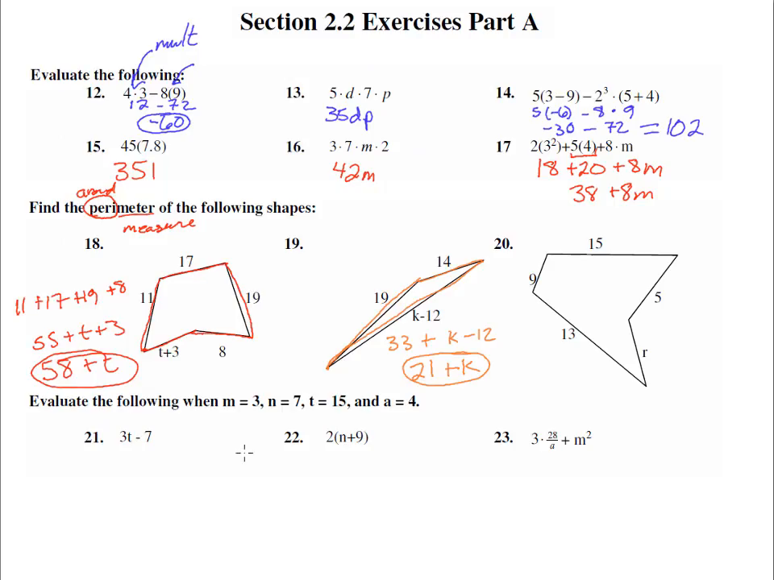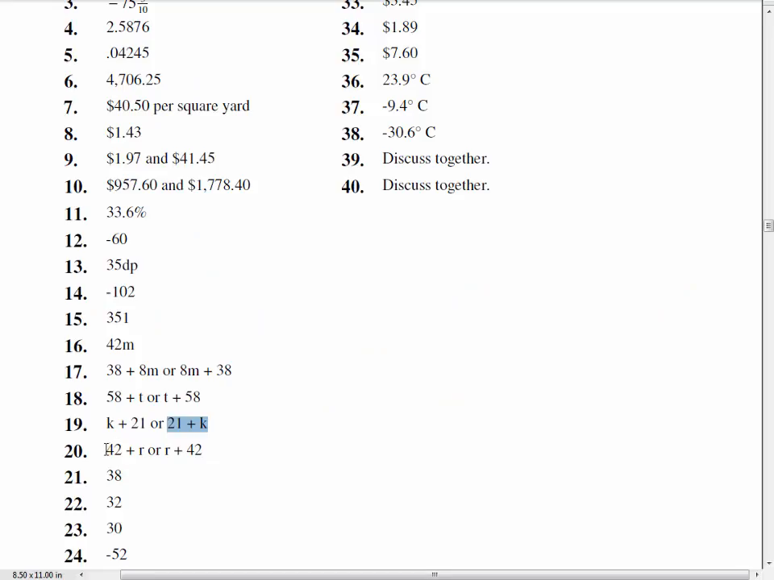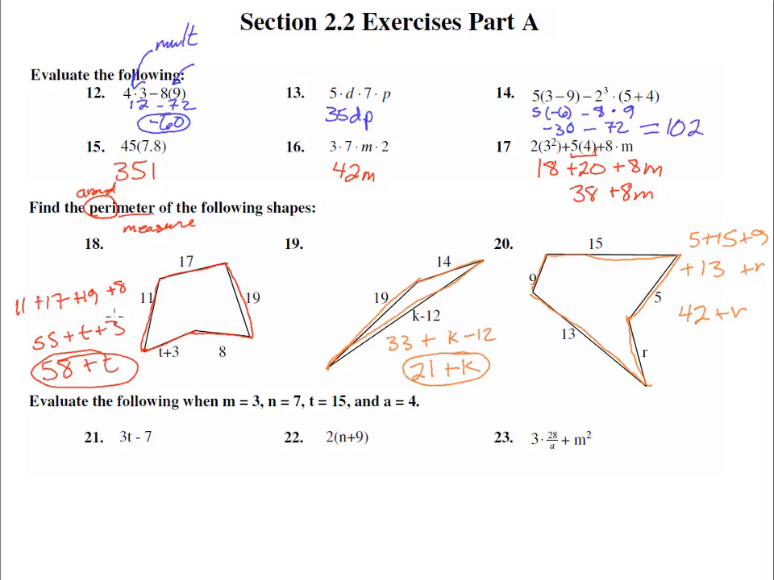Number 20. Let's add these up. Let's start somewhere a little bit different. I don't know, we could start right here. Add 5 plus 15, that's 20, plus 9 is 29, plus 13 is 42, and plus the r. I don't know what the r is, so we should get 42 plus r, or we could write it as the r plus the 42. Let's check our answer and make sure that's right. That's it. You can just write it down that way. Great. Let's move on to number 21.